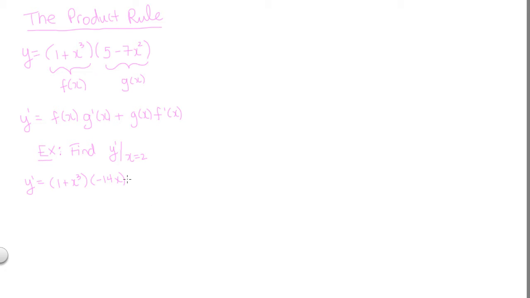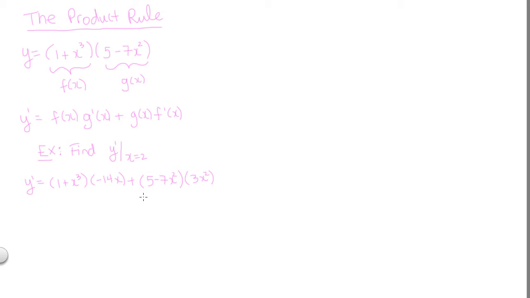Then we're going to have a plus sign here. We're going to go plus g of x, so our second factor exactly as it appeared in the original function, so 5 minus 7x squared. And we now need to multiply that by the derivative of our first factor. So that's going to be times 3x squared. Okay, and that's our product rule completed.